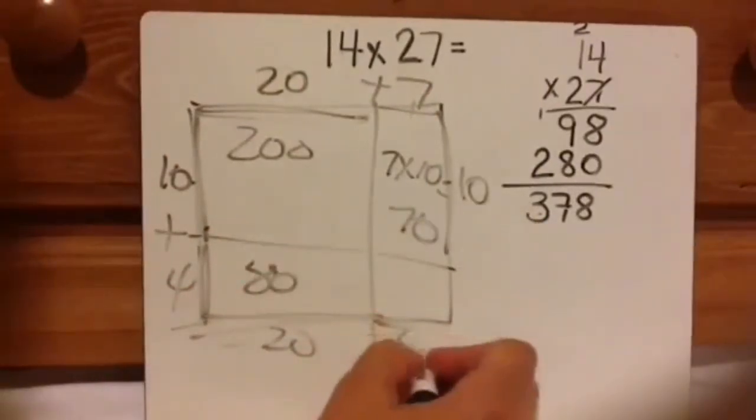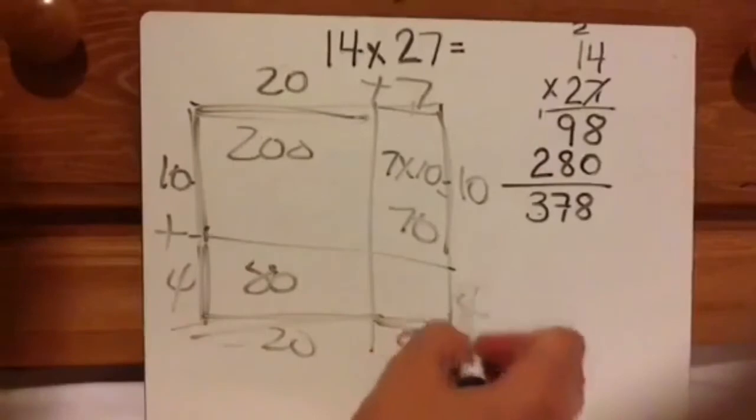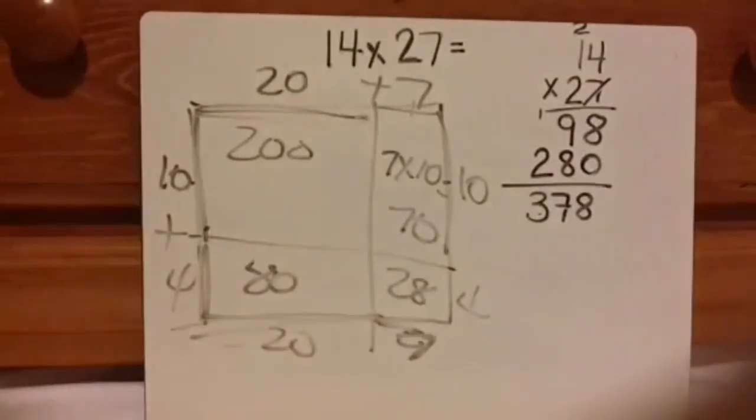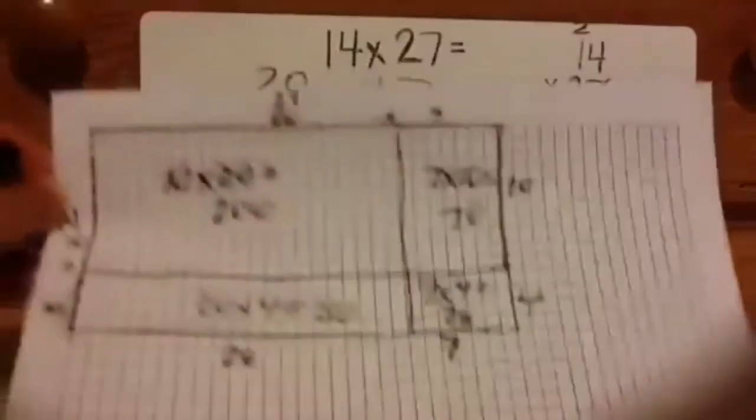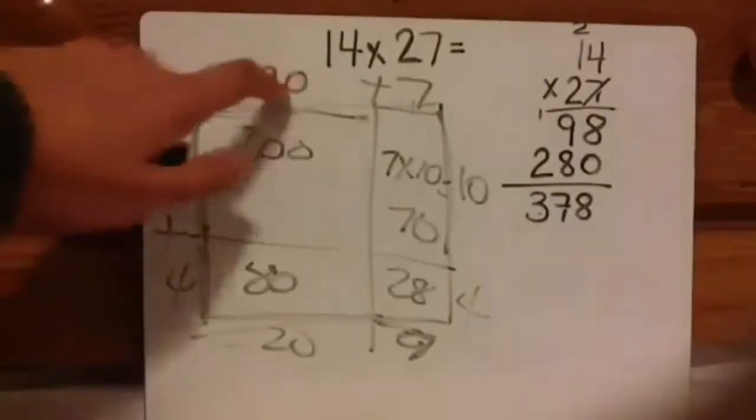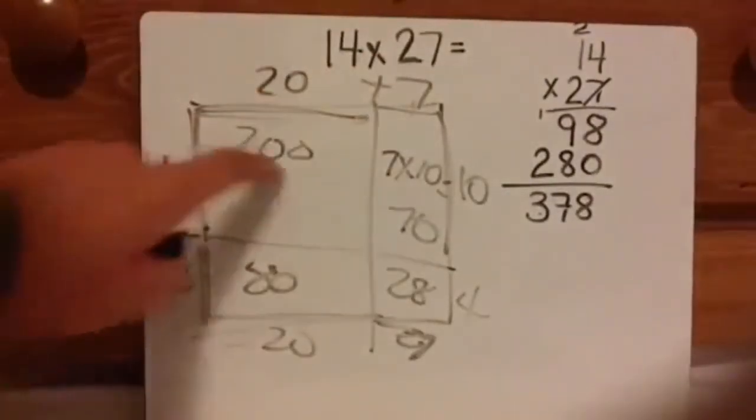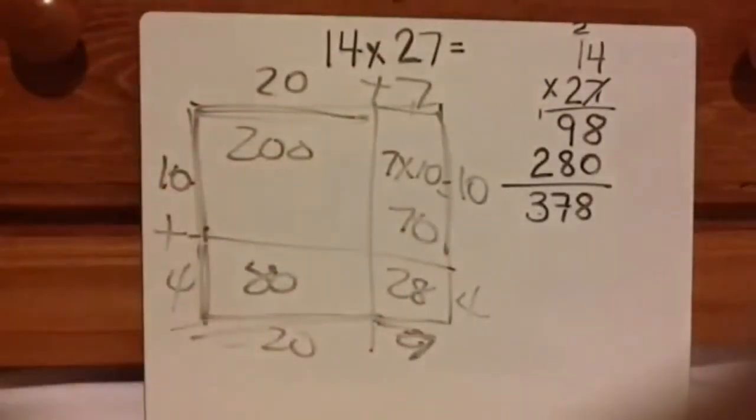And then this is a 7 by 4, which is 28. And those are the same products that I got on here. If you did 10 plus 4 and 20 plus 7, you will get different products, but you'll still get the same correct answer. Let's do another.